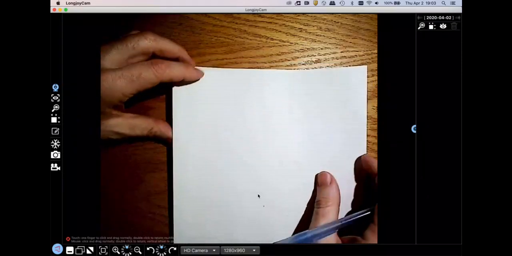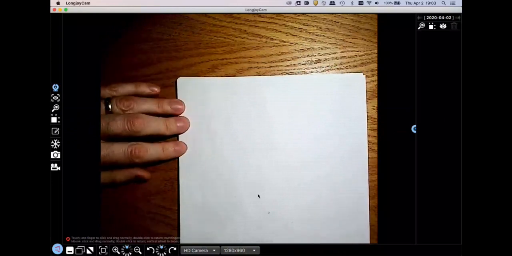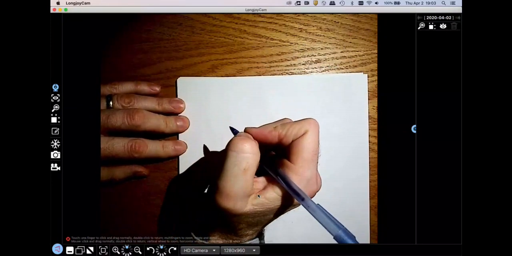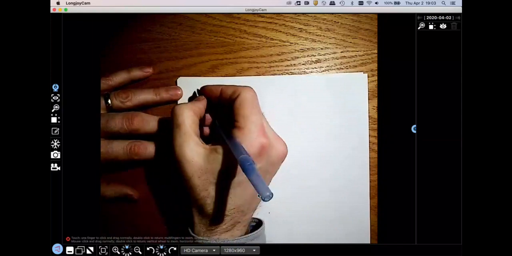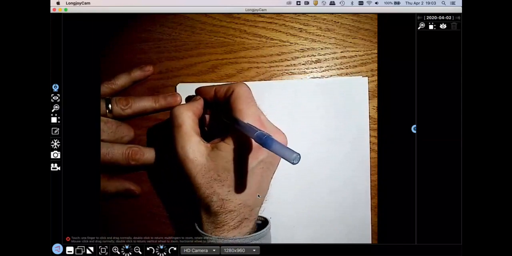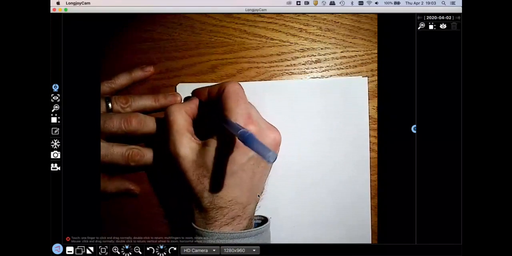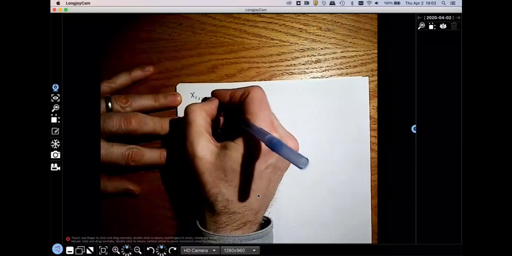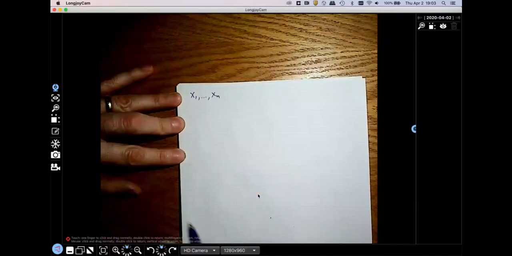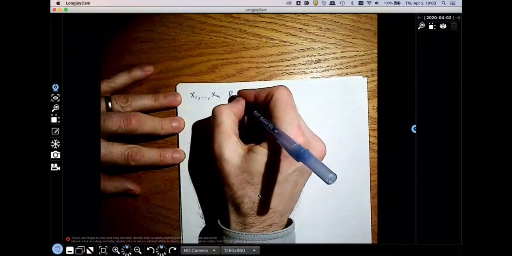I think sometimes it helps to see these things on paper. So let's just remember what our given was. And so the given is that we have x1 through xn, and it's a random sample.